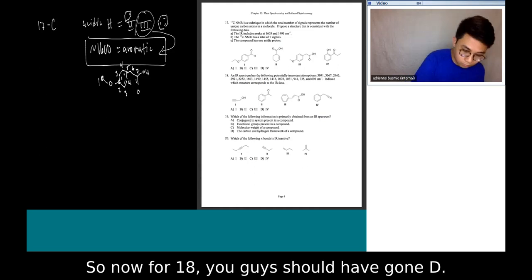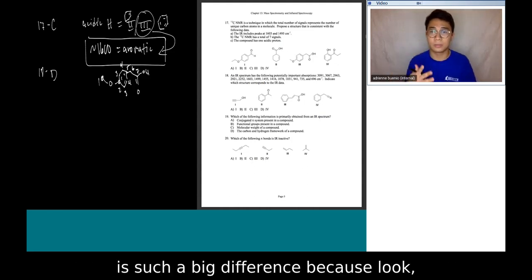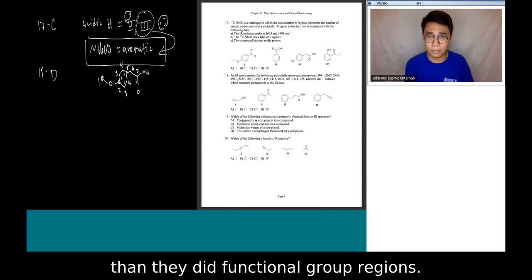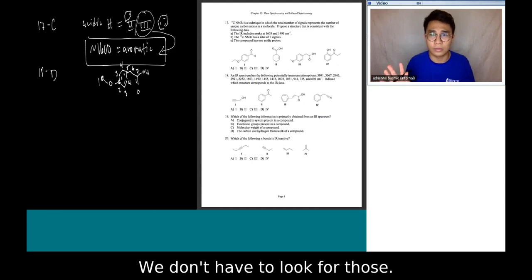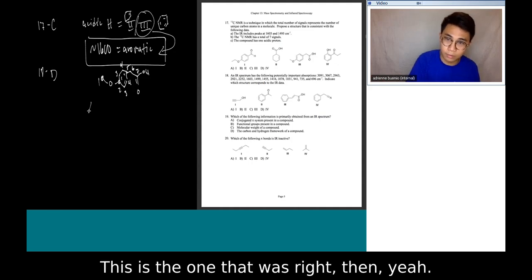So now for 18, you guys should have gone D, and this is what I was talking about. Why the functional group region is such a big difference, because they give us more stuff from the fingerprint region than they did from the functional group region. So we can cross out 1499 and below, right? We don't care about those. We don't have to look for those. So this is the one we're talking about, the one that was right.